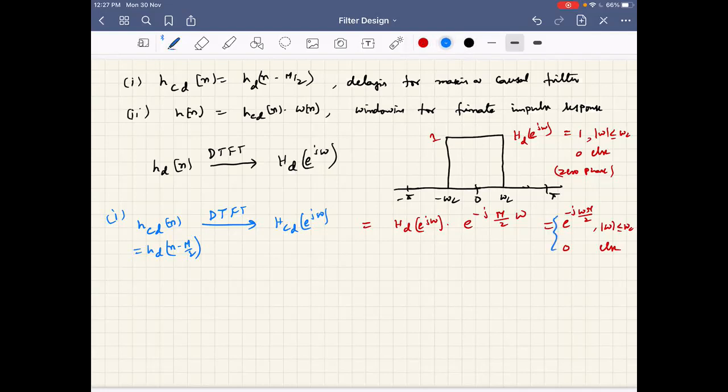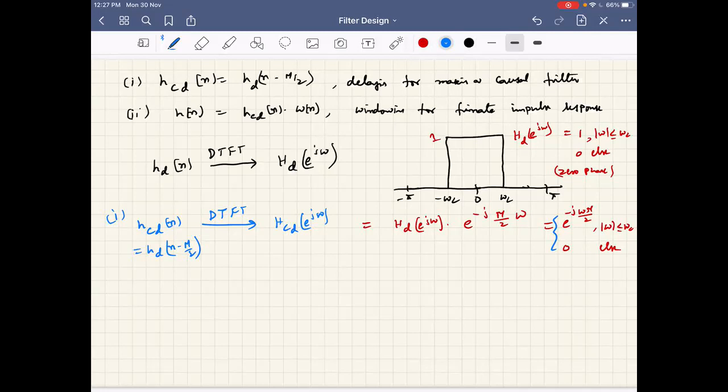This is for Hd of e power j omega. So essentially, if I sketch it, the magnitude spectrum is unaltered, while the phase spectrum will have a modulation term, e power minus j omega M by 2. The delay in the time domain reflects as phase delay. That's the only change because of the first step we have taken for the desired response.